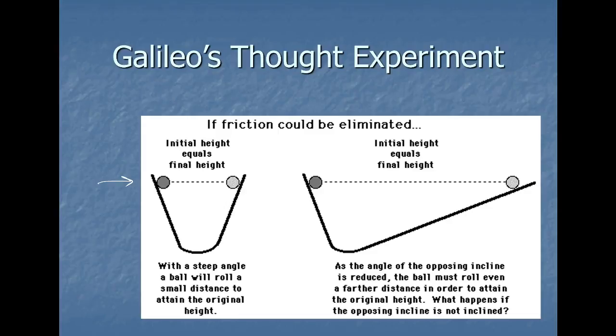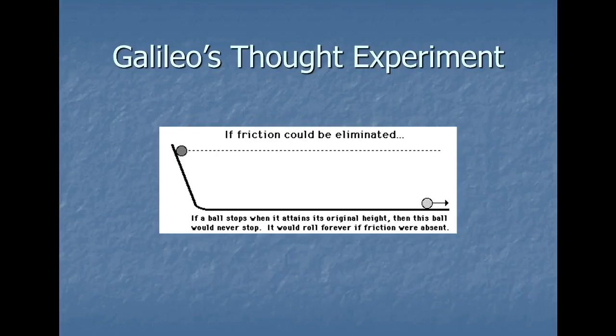But what happens if you reduce the angle of the opposing incline? Well, the ball must roll further, but if there's no friction, it'll still keep going. But then what would happen if the other incline wasn't an incline at all? What if you had a straightaway? If a ball stops when it attains its original height, then this ball would never stop and it would roll forever in the absence of friction.